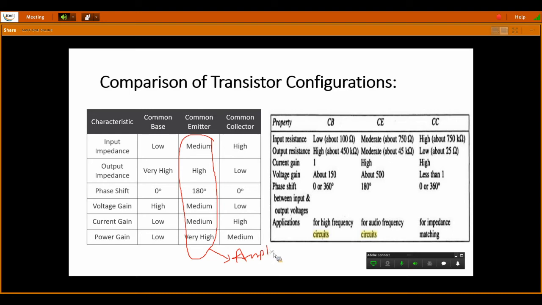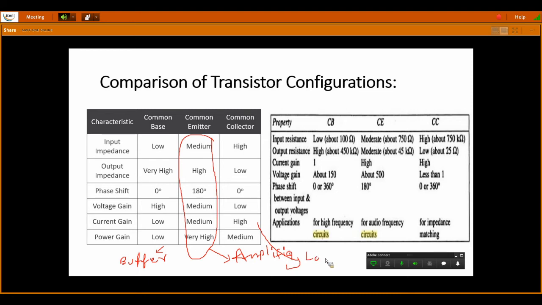So if I wanted to amplify my voltage signal, for general amplification as a voltage amplifier, I would prefer the common emitter amplifier rather than the common base or common collector. And the common base is used as a buffer amplifier since its output impedance is very high. Next, the common collector configuration, since it has the highest input impedance, we could use this as a high impedance matching device to avoid loading effects.